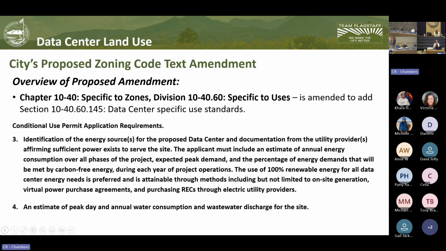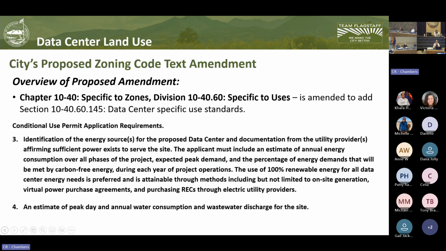And these other two, the virtual power purchase agreement or the REC, is another way to go about saying you're paying for renewable energy, even though it's not produced, like you can't see the physical wind or solar happening on site, if that makes sense.